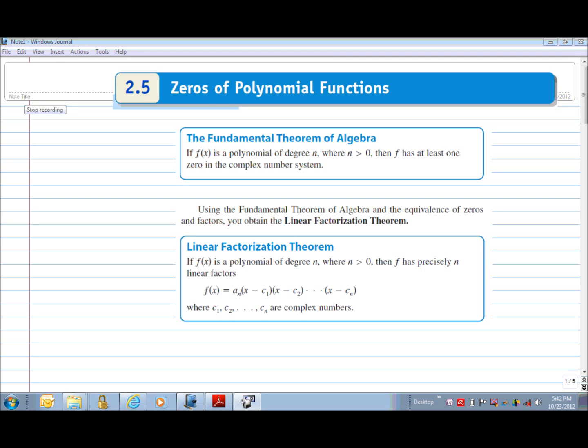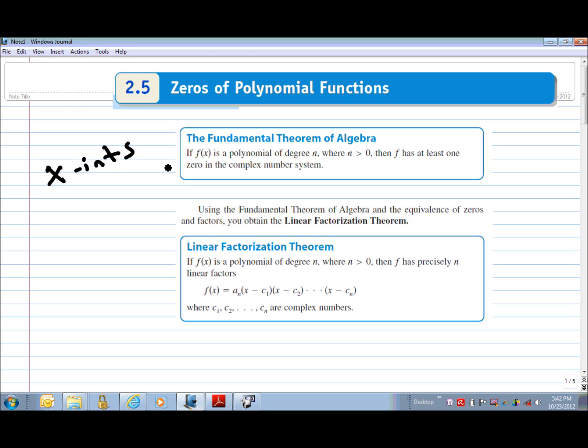Alright, we are now going to start day 1 of 2.5, zeros of polynomial functions. The zeros, as you know, of a polynomial function are the same as the x-intercepts. So that's really important. They are the ordered pairs along the x-axis, which will help us graph our higher degree polynomials. A couple of theorems that I want to talk about.